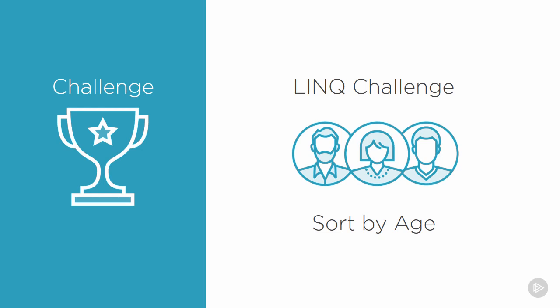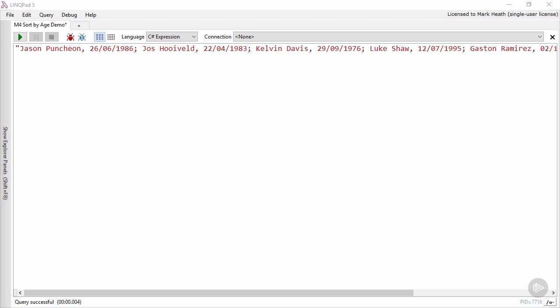We're going to do another LINQ challenge now, and this challenge is all about sorting a list of people into order by their age. And you can see here the data that we're going to be using as the input to our challenge, which is actually a list of football players. It's got their name, then a comma, and then their date of birth in a day, month, year format, and a semicolon, and then on to the next one.